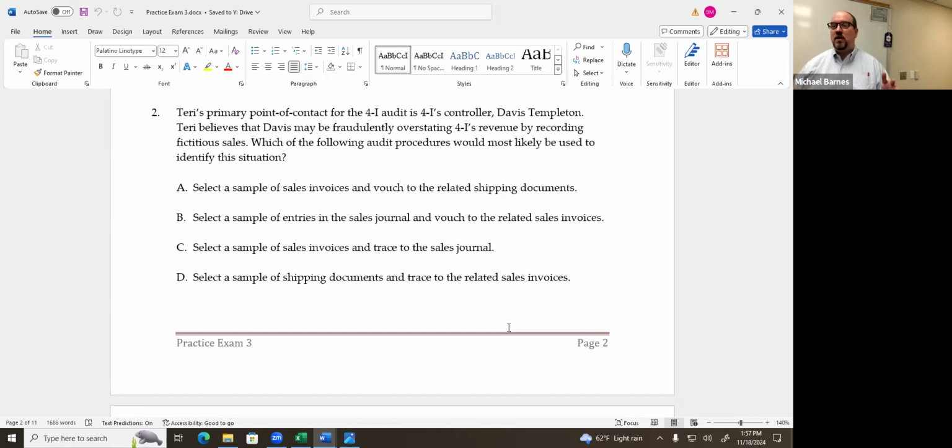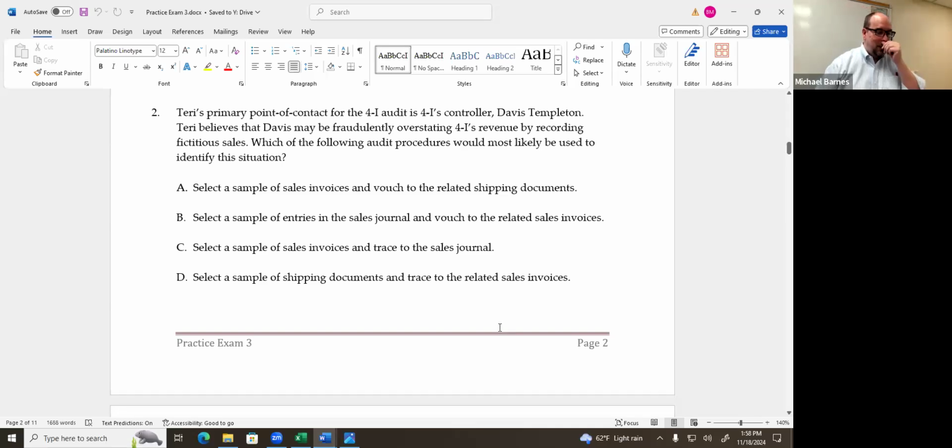Again, this is assuming that I'm using vouching and tracing correctly, which I always will in the exam. At least I won't intentionally mislead you. I did one time mix up vouching and tracing. That was a dark moment in my history, all right? But I won't do that to you on the exam. I'm trying to check and make sure these are all correct.